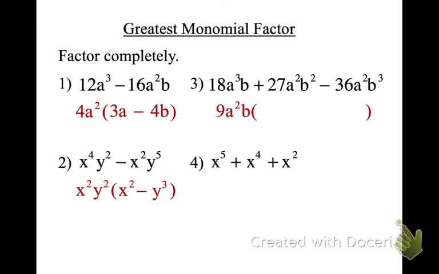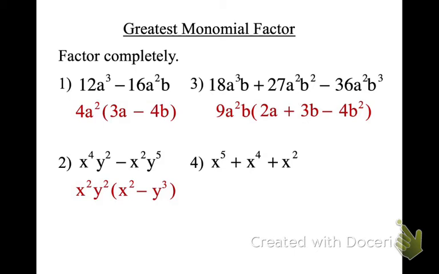Okay, next one, I'm going to pull out a 9, a squared b, and I'm left with 2a plus 3b minus, notice the sign is the same before, minus 4b squared. If it were 4b, then these two would be like terms.